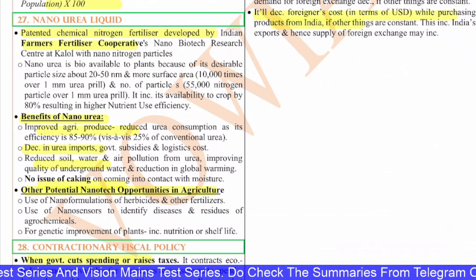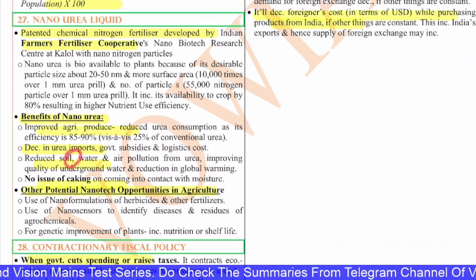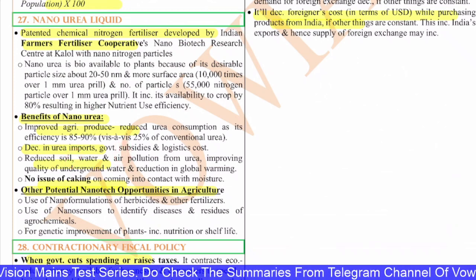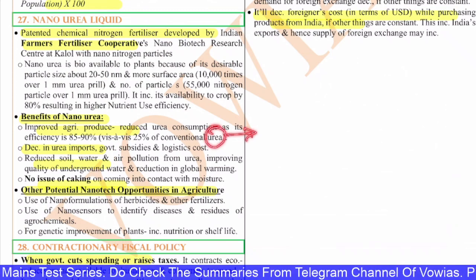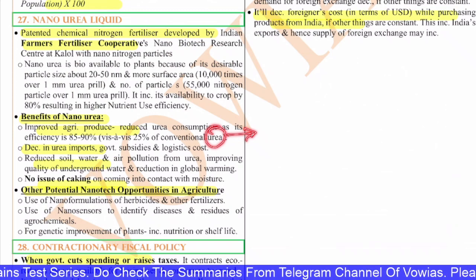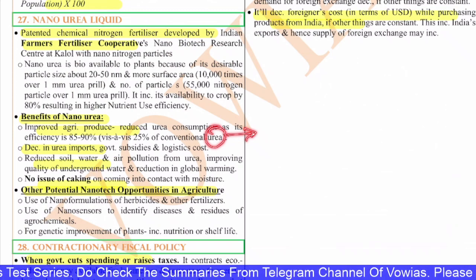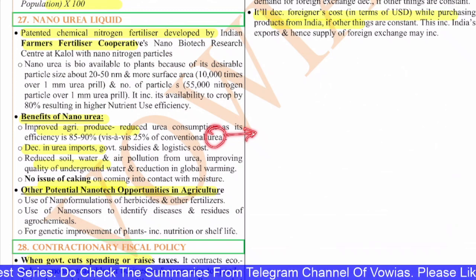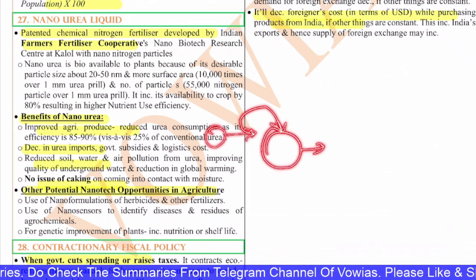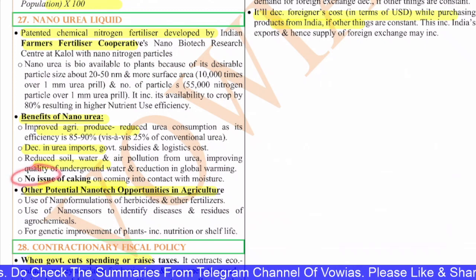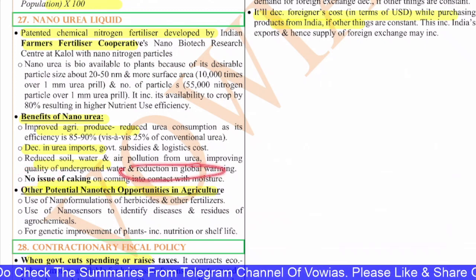Also, soil pollution, air pollution and water pollution will reduce. Generally, because of excess usage of urea, the soil and the water bodies around it are getting polluted, because the excess urea is not absorbed by the soil; it gets released and mixed with the water bodies around it. There is also no issue of caking on coming into contact with moisture.